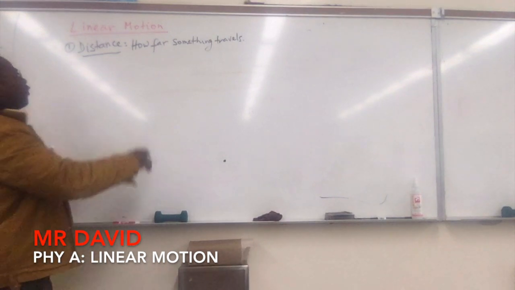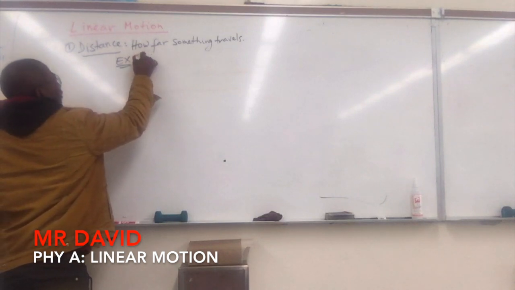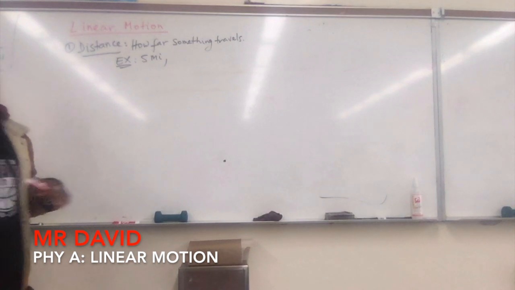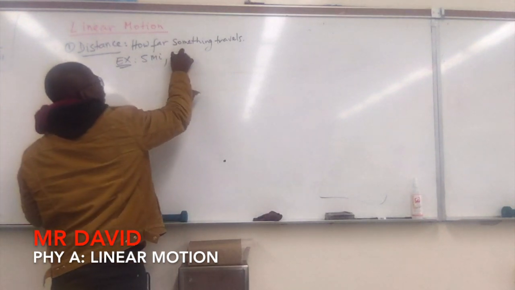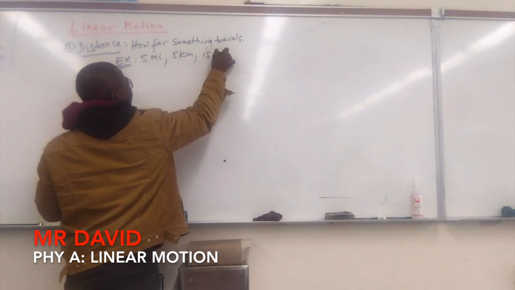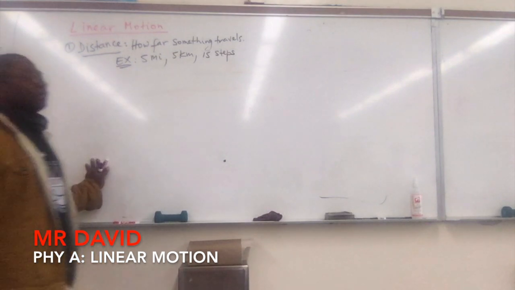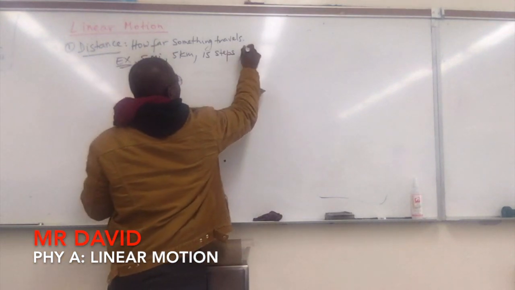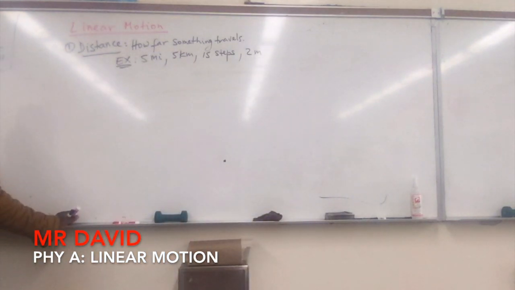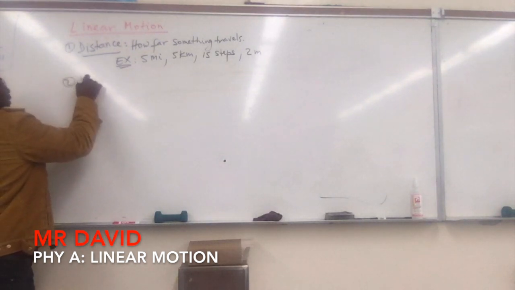Then we give a few examples. 5 miles, that's a distance. Could be 5 kilometers or 10 kilometers. Could be something like 15 steps. Could be 2 meters. Those are all examples of distance. Okay. Then we talk about displacement.